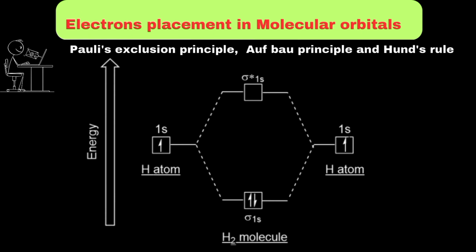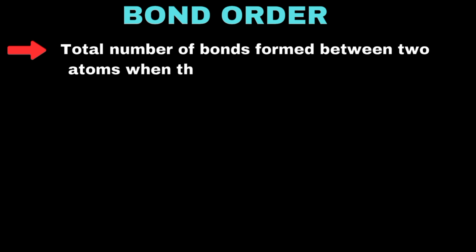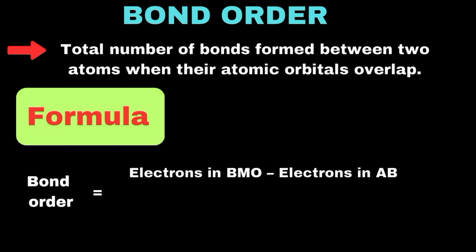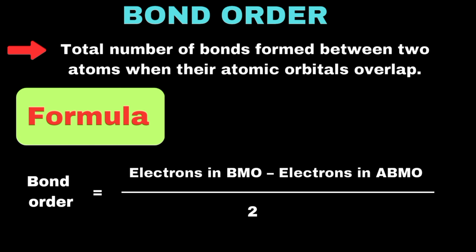Now, we will discuss what bond order is and how we can find it. Actually, bond order refers to the total number of bonds formed between two atoms when their atomic orbitals overlap. We can find the bond order of any molecule with this formula. Bond order is equal to the total number of electrons in bonding molecular orbitals minus the total number of electrons in anti-bonding molecular orbitals, divided by 2. We can understand this with the example of a helium molecule.